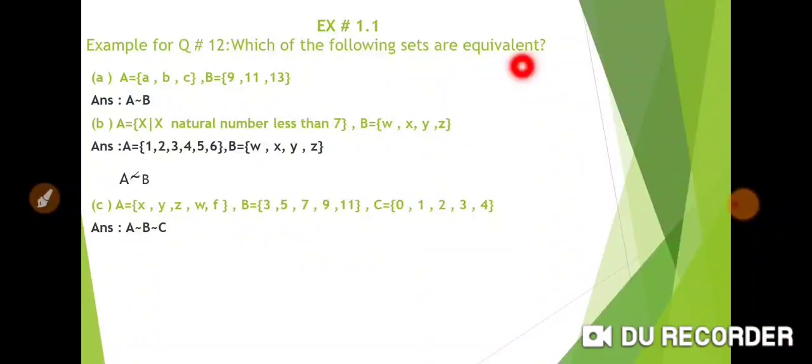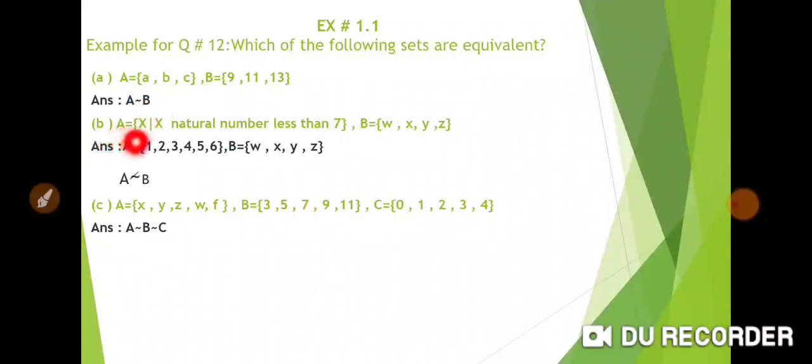Like in set A we have A, B, C, and in set B we have 9, 11 and 13. So first we are going to count the number of elements in A. In A there are 3 elements, and in B there are 3 elements. So the number of elements are equal in A and B, so we can say that A is equivalent to B.